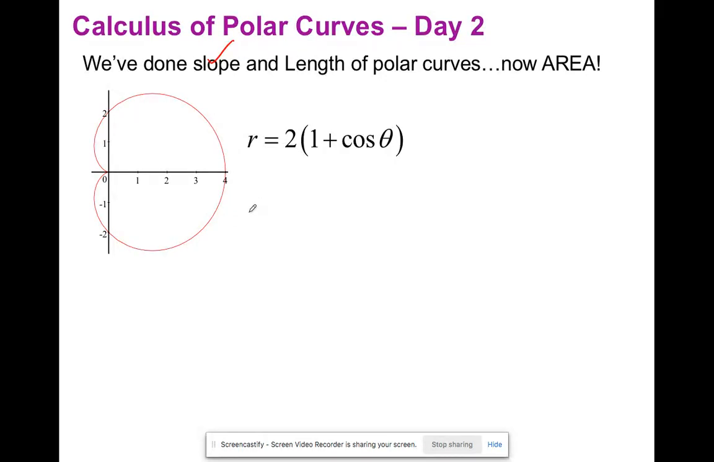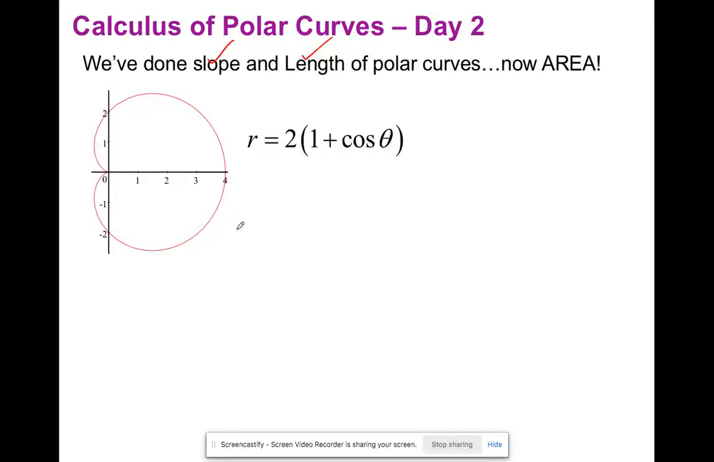Also talked about the rate of change of r with respect to theta and what that means for movement around the polar curve. Then we found the length of a polar curve. It still was the integral of Pythagoras, but it was r squared plus (dr/d theta) squared under that radical. Now we're going to do area.